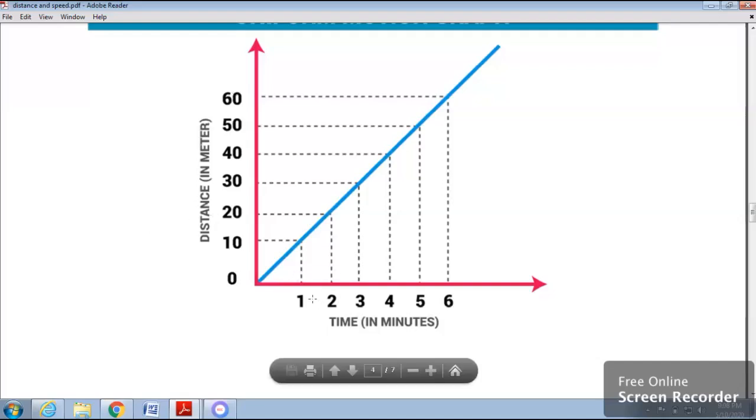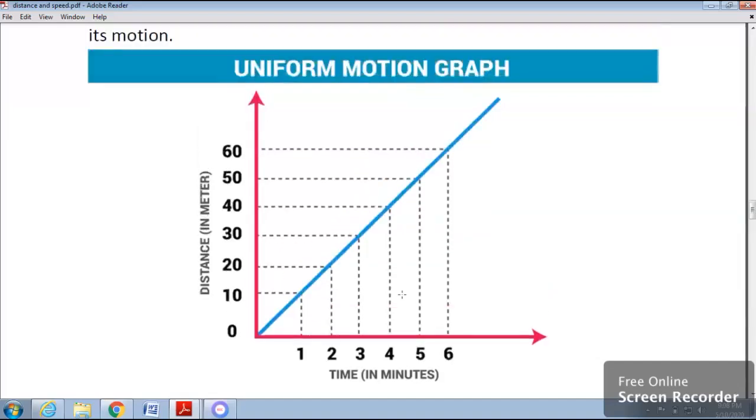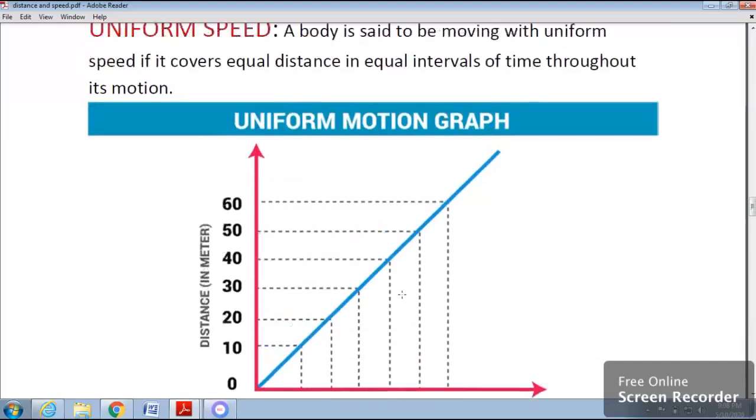So in 1 minute the person is traveling 10 meters, in 2 minutes 20, in 3 minutes 30. That means after a gap of every 1 minute the person is traveling an equal distance of 10 meters. 60 minus 50 is 10, and time 6 minus 5 is 1. So here there is an equal interval of time, and the body is traveling an equal distance. So this is the example of uniform motion.